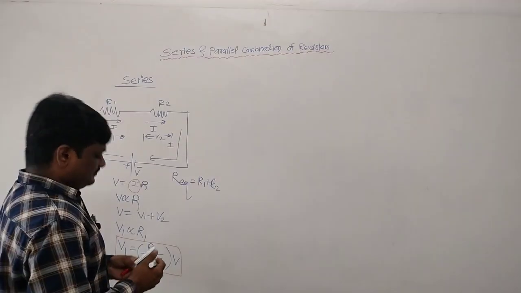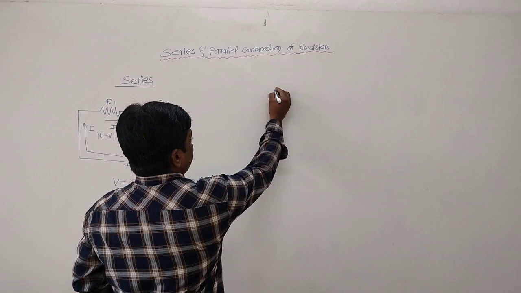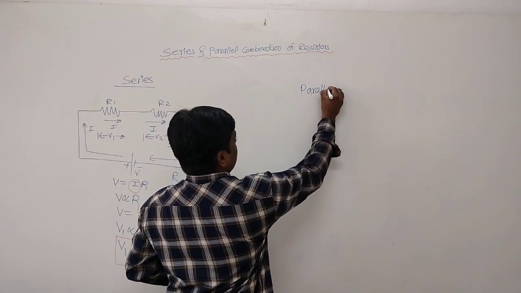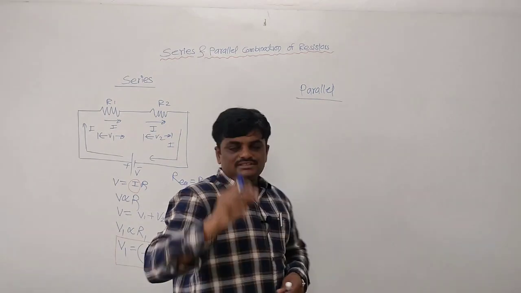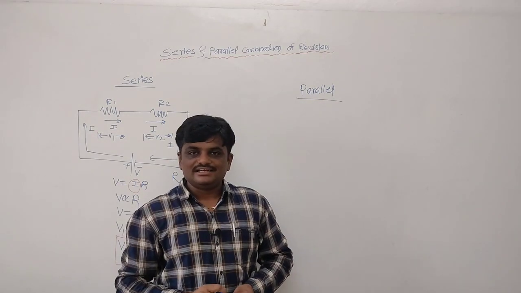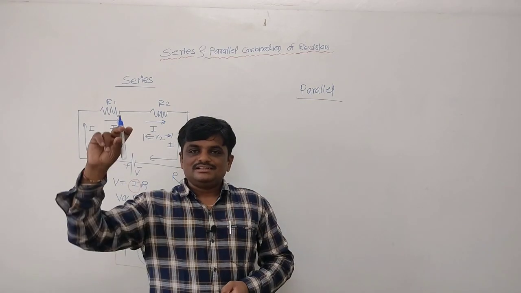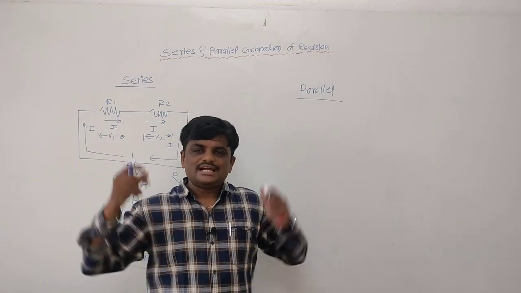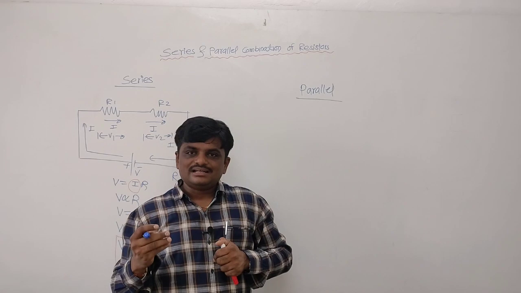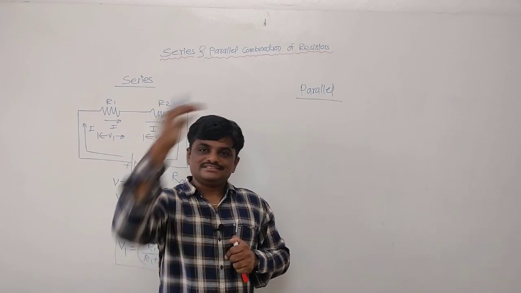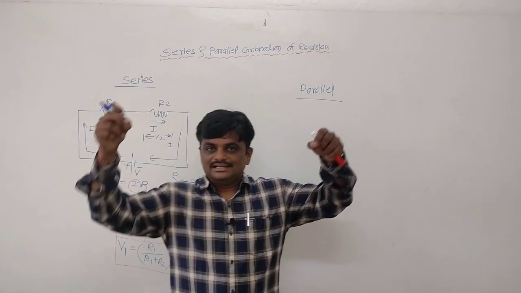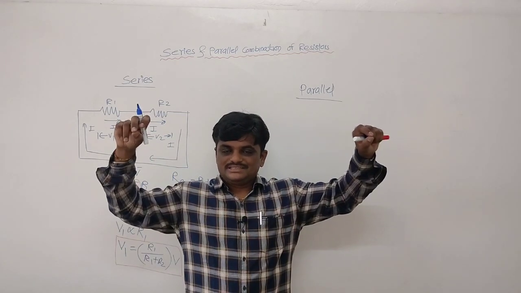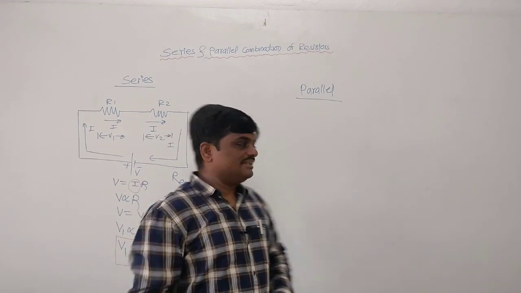Now let us consider the second one, the parallel combination. In parallel combination, the resistors are connected in parallel, means their ends are connected to each other, so that the current flowing through each resistor will be different, the current will be divided, but the potential appearing across the two ends of each resistor is same. Now let us take one example.